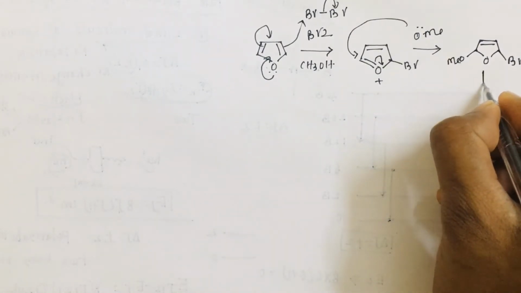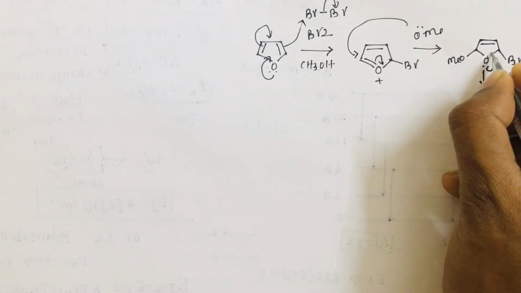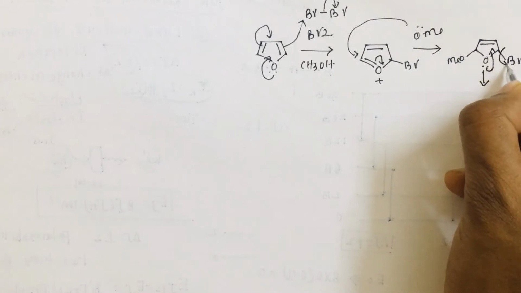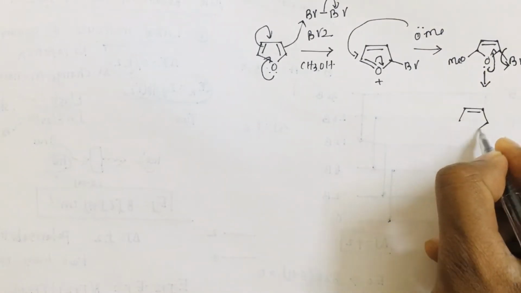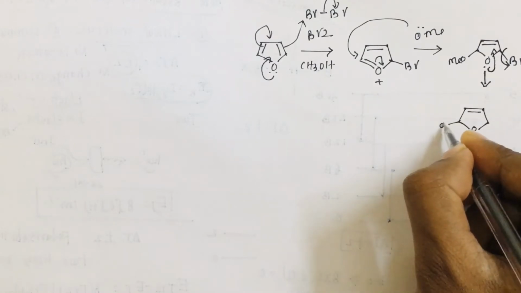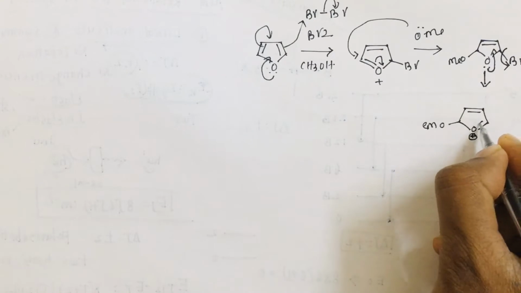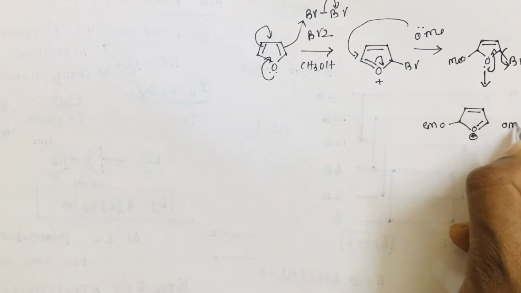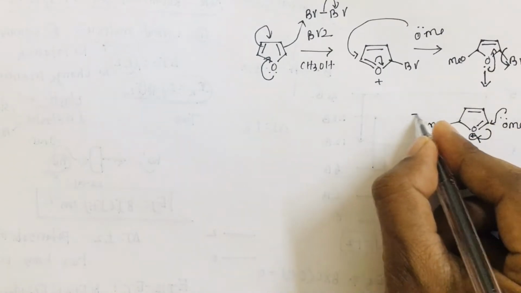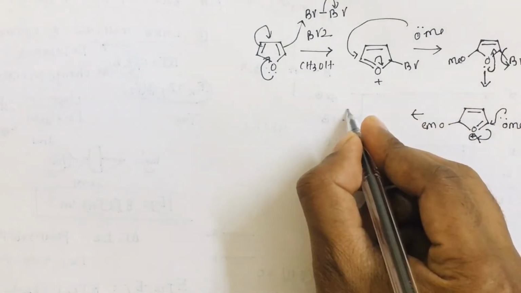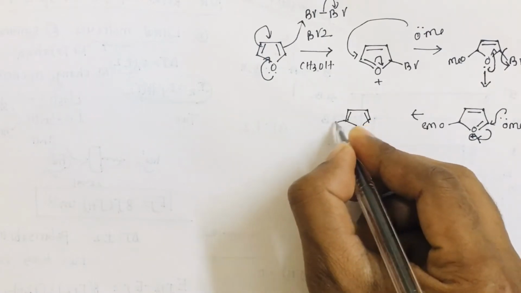Now in the second step, this lone pair goes like this, and this bromine leaves from here. So Me, and here we have a positive charge. In order to neutralize that positive charge, this bond comes here, and this lone pair attacks this alpha carbon. So the final product is OMe.